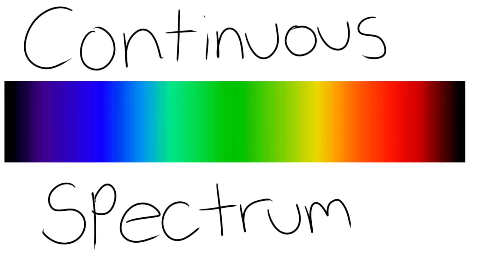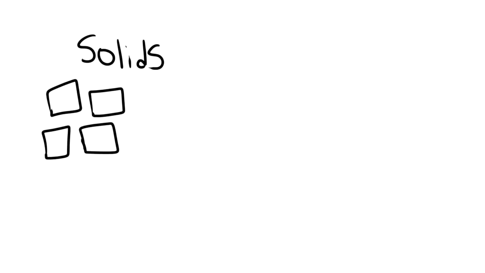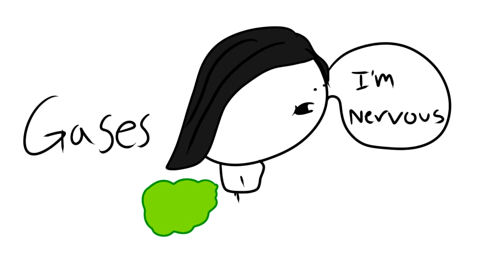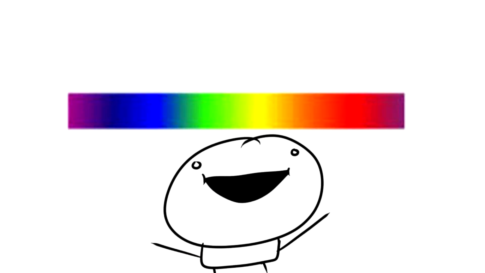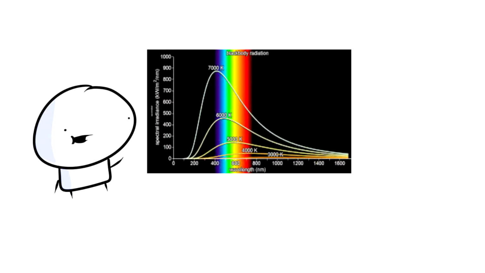Continuous spectrum, produced by all incandescent solids and liquids and by gases under high pressure. It's a spectrum containing energy at all wavelengths. Here's an example of a distribution of a black body spectrum.